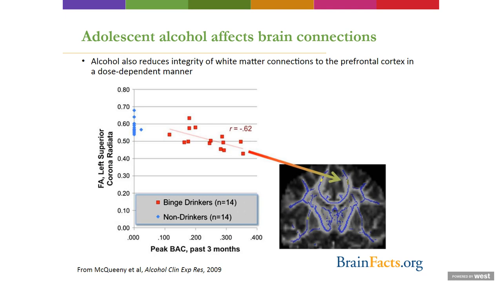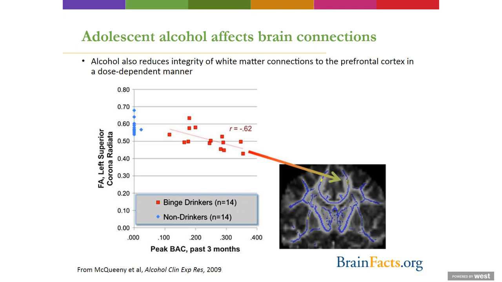This is another study that points out some of that dose response, and this is looking at the white matter connections in the brain. And remember, the white matter is the part of the brain that allows an individual's stop system to talk to that go system. It's the part that says, hey, wait a minute, maybe I don't want to make this decision. Maybe I don't want to engage in this behavior. So the connections that allow that communication to occur are really important.